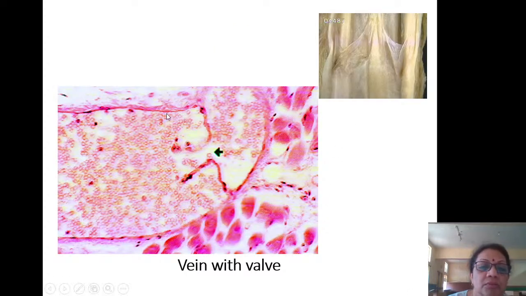So this is the vein, and they cut it longitudinally, right? So this was the inside of a vein. This is the long wall of the vein.